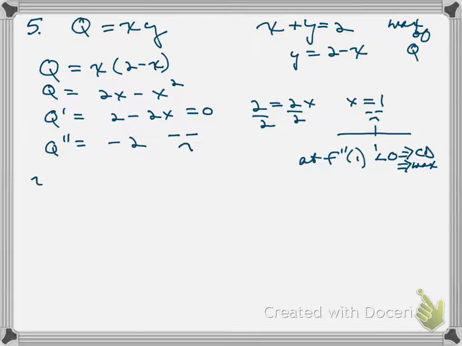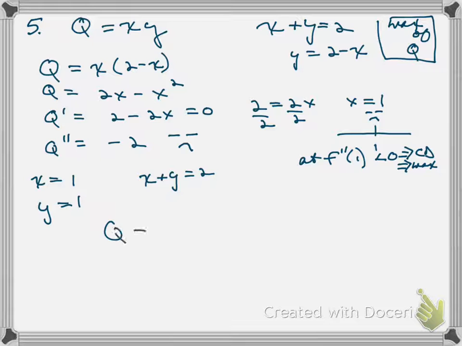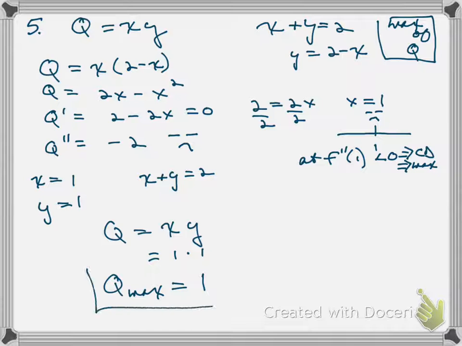Okay, so far I know that x equals 1. Remember, our goal is to find the max of Q. And I know that finding my x critical value will ensure I have a max. So if x equals 1, and I know that x plus y equals 2, then that means that y also equals 1. And then since Q is the product of x and y, and they're each 1, then my Q max is going to equal 1, and that completes that problem. So let's use the next slide to do the second problem.